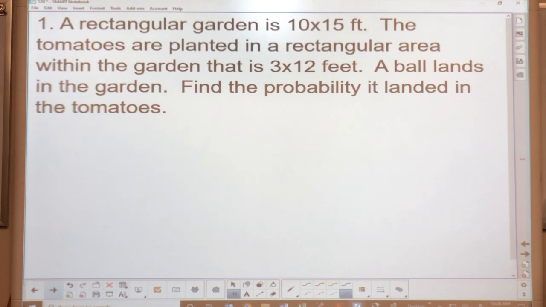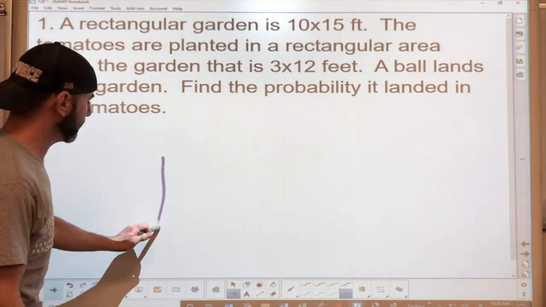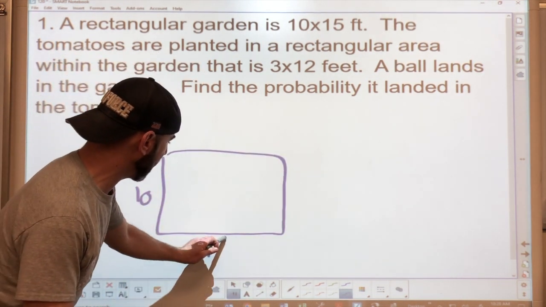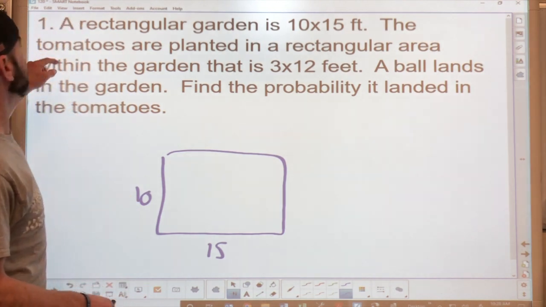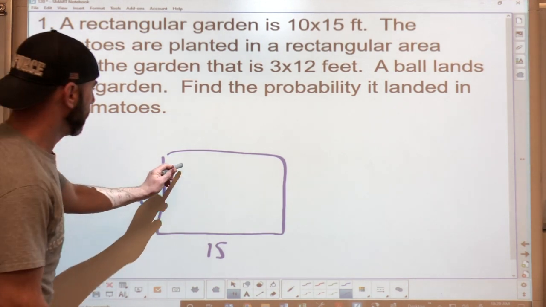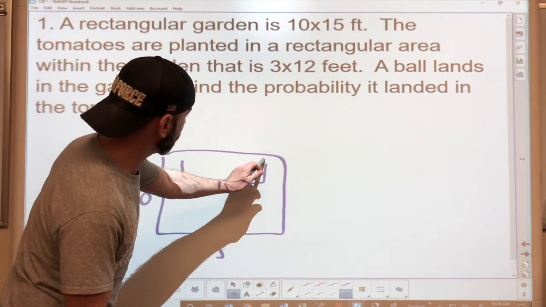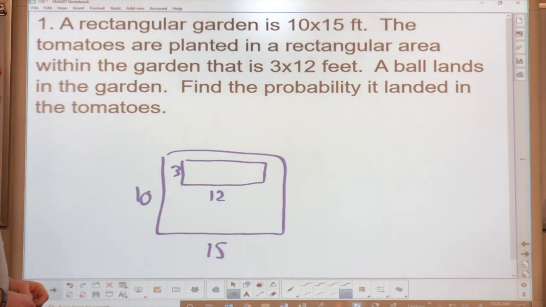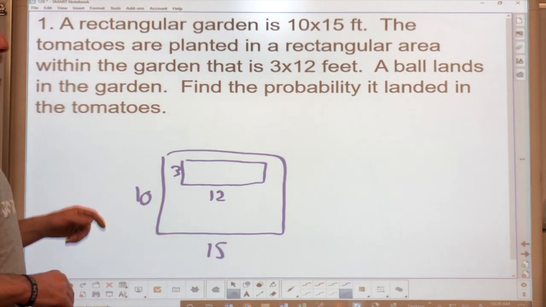A rectangular garden is 10 by 15 feet. I'm going to draw a quick picture. 10 feet by 15 feet. The tomatoes are planted in a rectangular area that is 3 by 12. So draw that 3 by 12. A ball lands in the garden. Find the probability that it landed in the tomatoes.